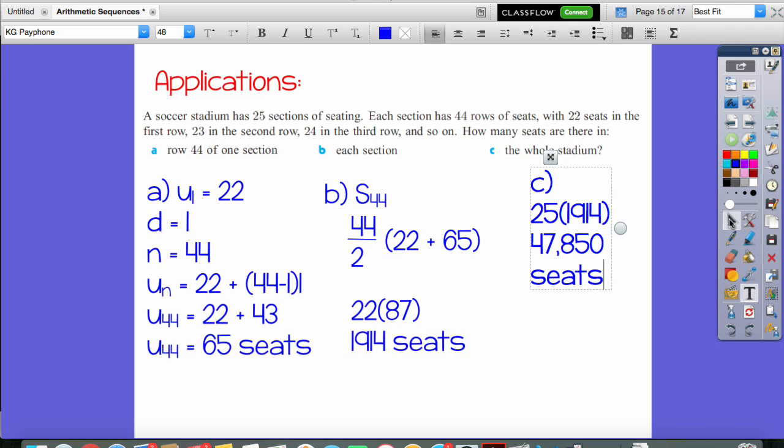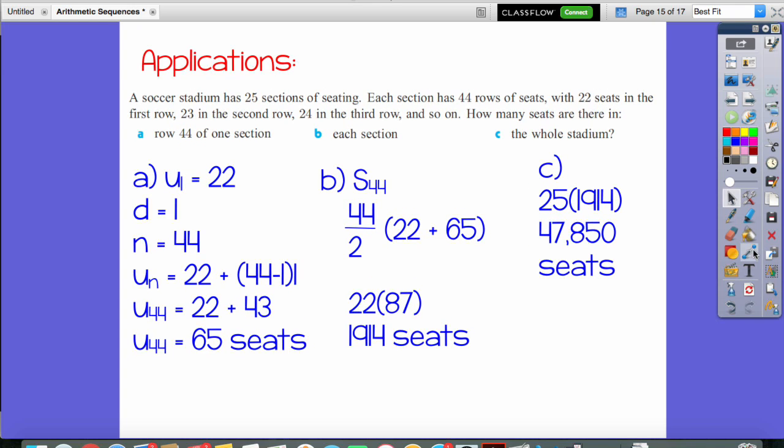Hopefully that didn't confuse anybody. So let's recap. Because there were 44 seats in each row, we knew our first term was 22 seats in the first row. We knew it was increasing by 1, so our common difference was 1. And then we were able to figure out how many seats were in the 44th row by using the very first formula. Each section basically wanted us to figure out how many seats there were in total.